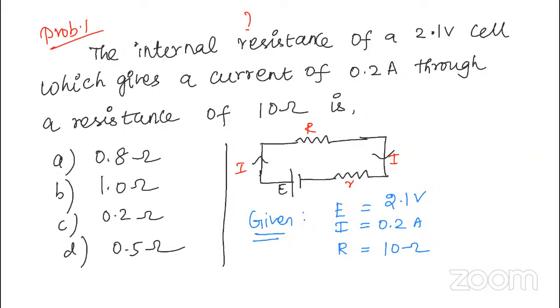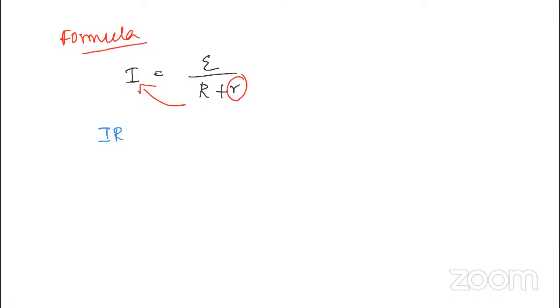Yes, it is absolutely the second one, right? So let us now substitute in this formula. First, write the formula: I is equal to E divided by R plus r. Here we need the internal resistance, the small r value. So we just cross multiply this, and this becomes I into R plus I into r is equal to E.